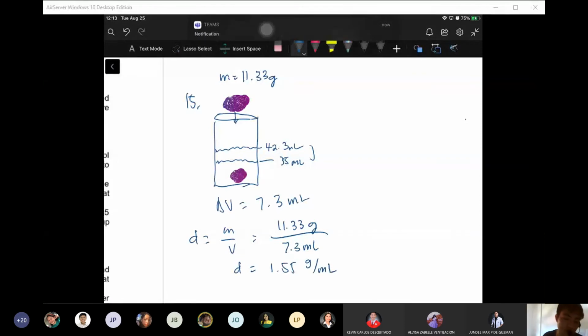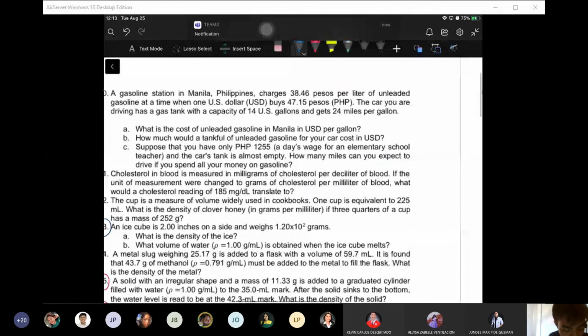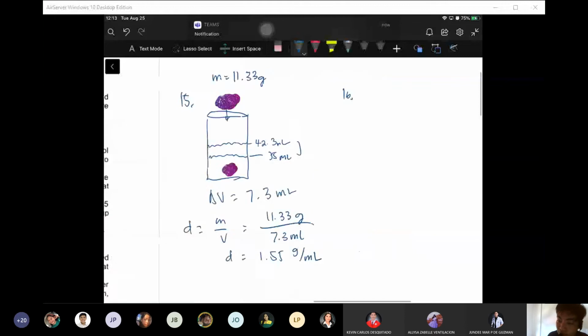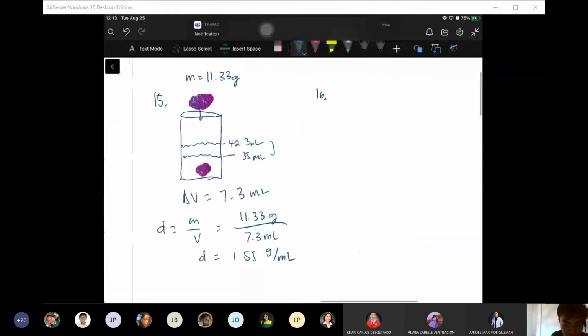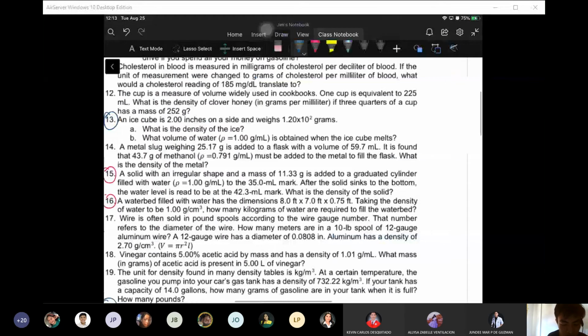So, if your answer is correct, very good. If wrong, okay lang. I don't know whether you're right or wrong anyway. So, you know your answers now. Okay, for number 16, let's check now. A waterbed filled with water has the dimensions 8 by 7 by 0.75 feet.